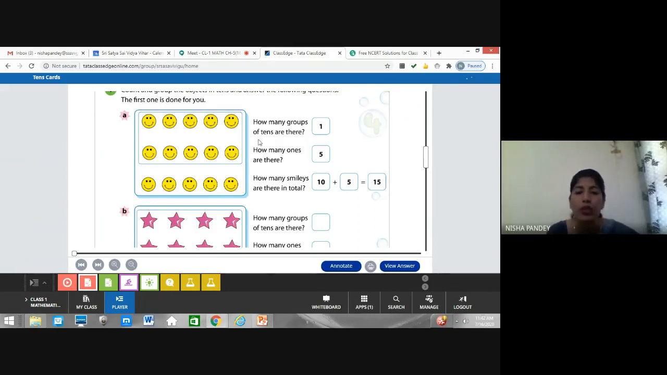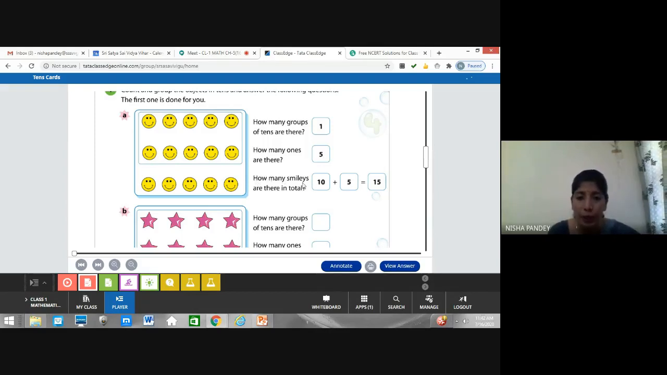So a few questions are given. Let's see. The first question is, how many groups of tens are there? We can see this box. It's one group of tens we have. So it's written one here. Now, how many ones are there? Ones means the single ones, the loose ones. We have counted already. It's 5. So it's written 5 here.